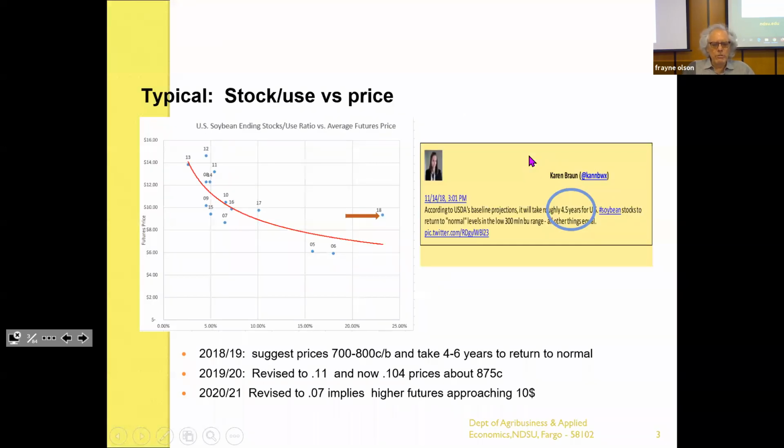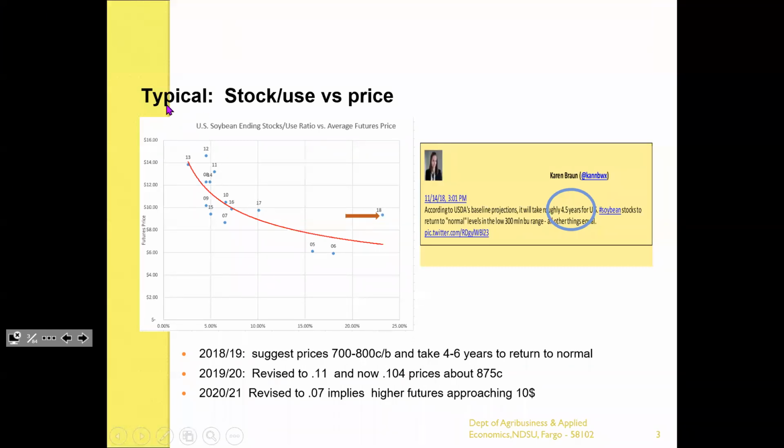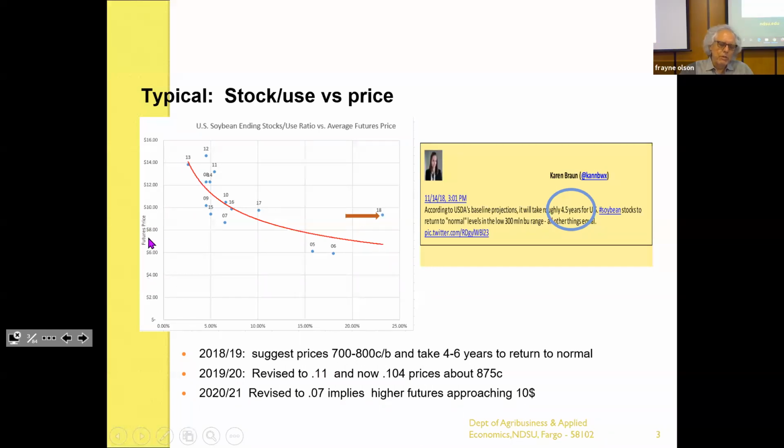As a point of departure, I use this slide to describe the fundamental relationships, and I'm sure Fran will speak more about this tomorrow, but I want to put it in perspective for you. On the vertical axis is futures price levels, and the horizontal is the stock use ratio. And just about everyone who does commodity analysis uses something like this. And historically, normally for US soybeans, we have a stock use ratio of about 5%.